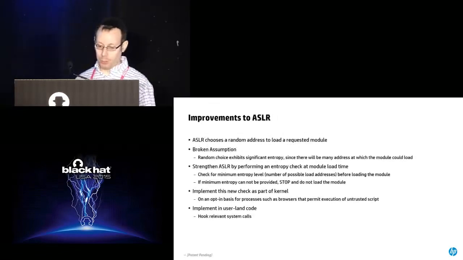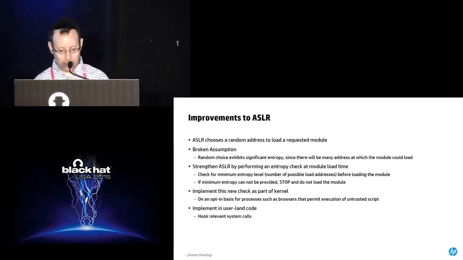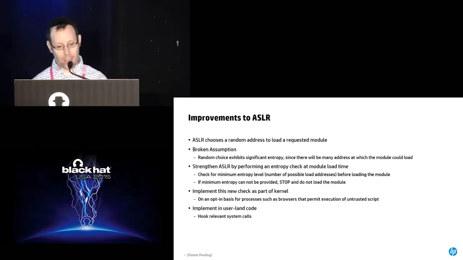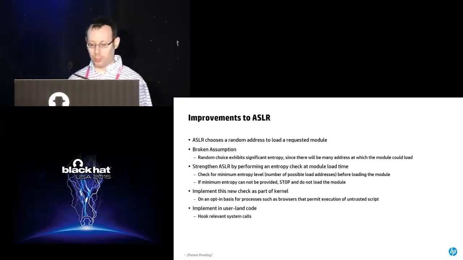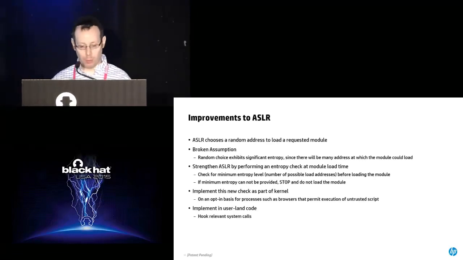Our next suggestion pertains to strengthening ASLR. Taking a look at how we got ASLR to fail, what you can notice is that the attacker was able to violate one of ASLR's assumptions by preparing the address space in a particular way. Here's the particular assumption that ASLR makes: when it chooses a load address for a module from among the set of possible load addresses, this random choice will exhibit a significant amount of entropy. But an attacker can break this assumption by radically narrowing the set of possible load addresses before the module loads.